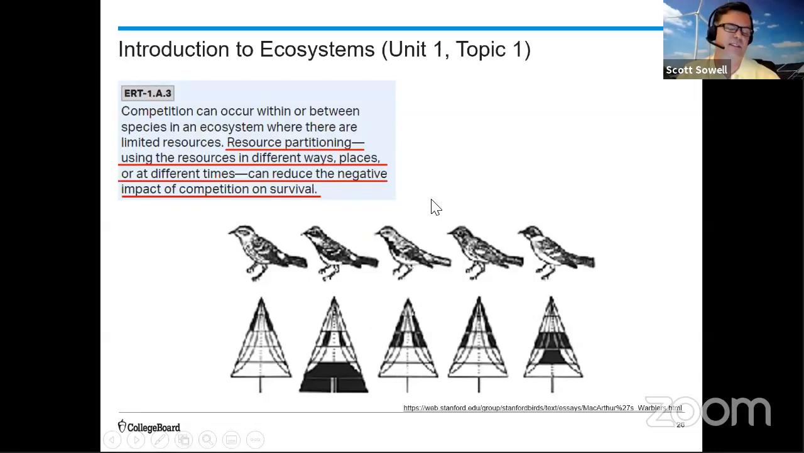Here's another example. This is a famous example of warblers in trees. So we have 1, 2, 3, 4, 5 different species of warblers, all coexisting in the same tree because they utilize different locations within the tree.